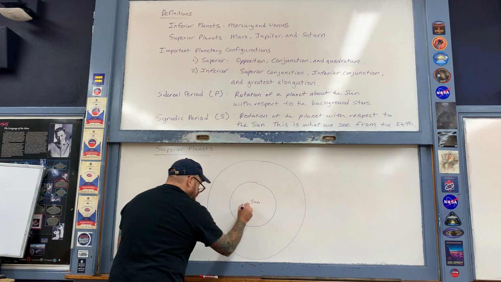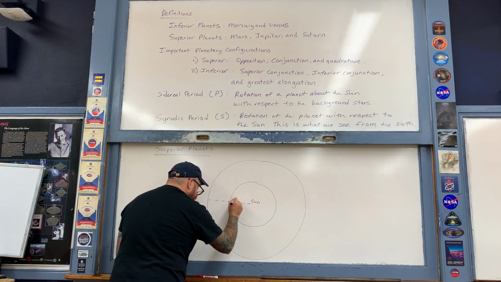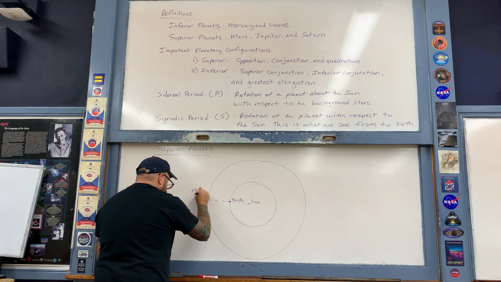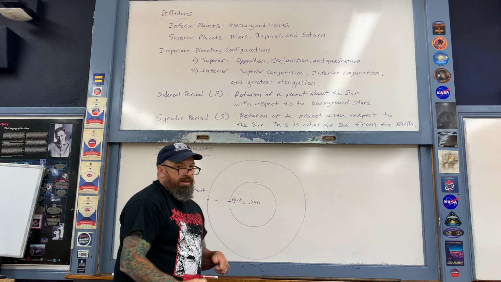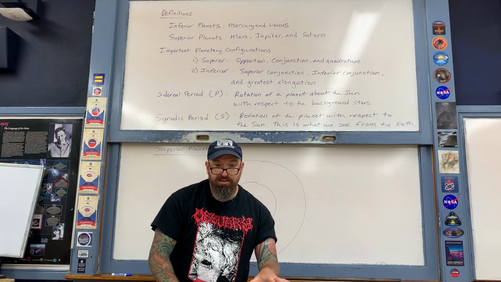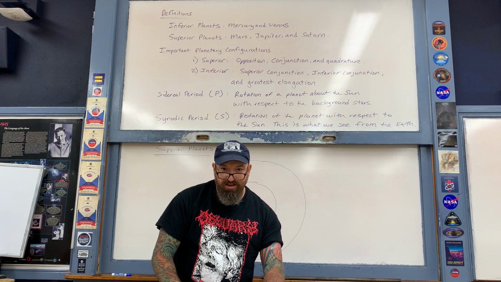We have the Sun, and then we have right here the Earth, and then right here is the planet. As was noted in the screencast, this is referred to as opposition because as seen from the Earth, the planet is on the opposite side of the sky as opposed to the Sun.